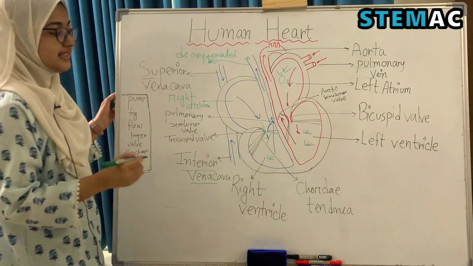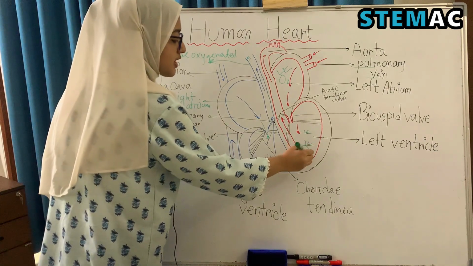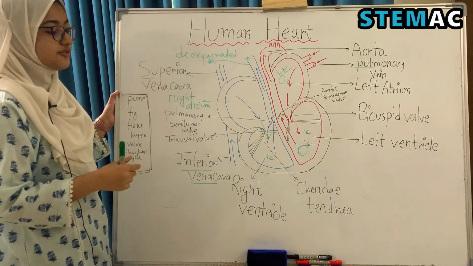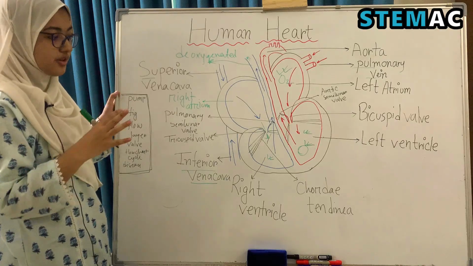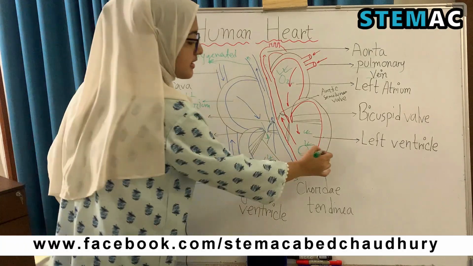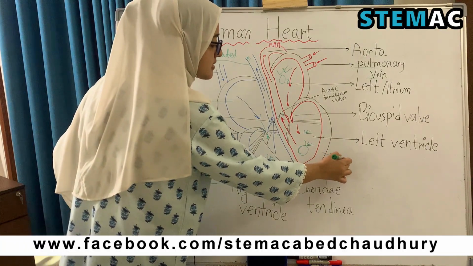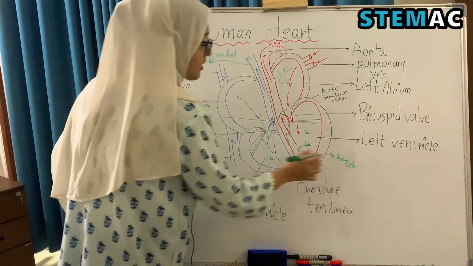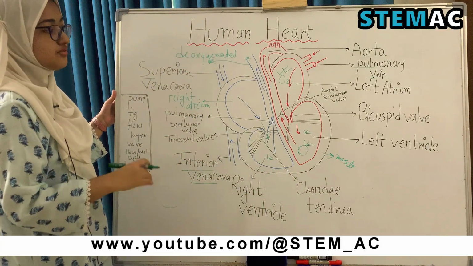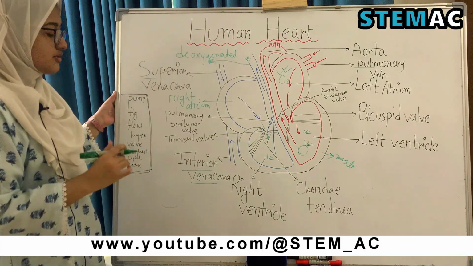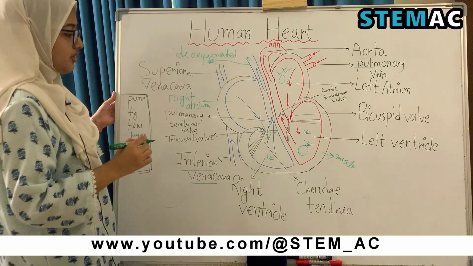So here we see that the left ventricle's work is very, very important as it is flowing the blood towards the whole body. So the muscle here is really strong, because it has to flow the blood towards the whole body. So now we are going to talk about these things.